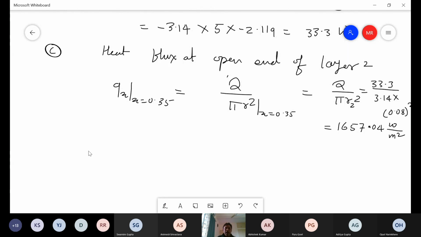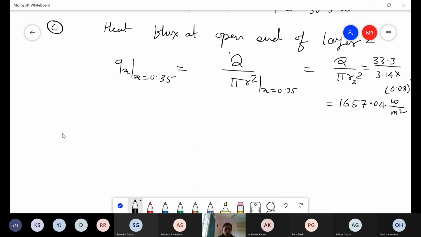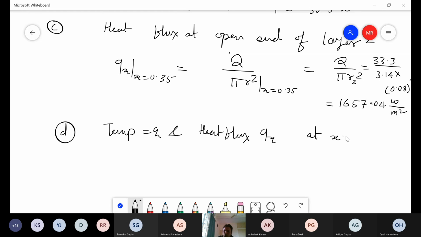So what is the next part? In part D, what is being asked is we have to calculate the temperature at the surface of the contact, isn't it? Temperature and the heat flux we have to find out, Qx at x equals 0.2. That is what we are interested in, isn't it? At the point of contact of both the layers. So the point of contact of both the layers means x equals 0.2. We wanted to find out temperature as well as heat flux.